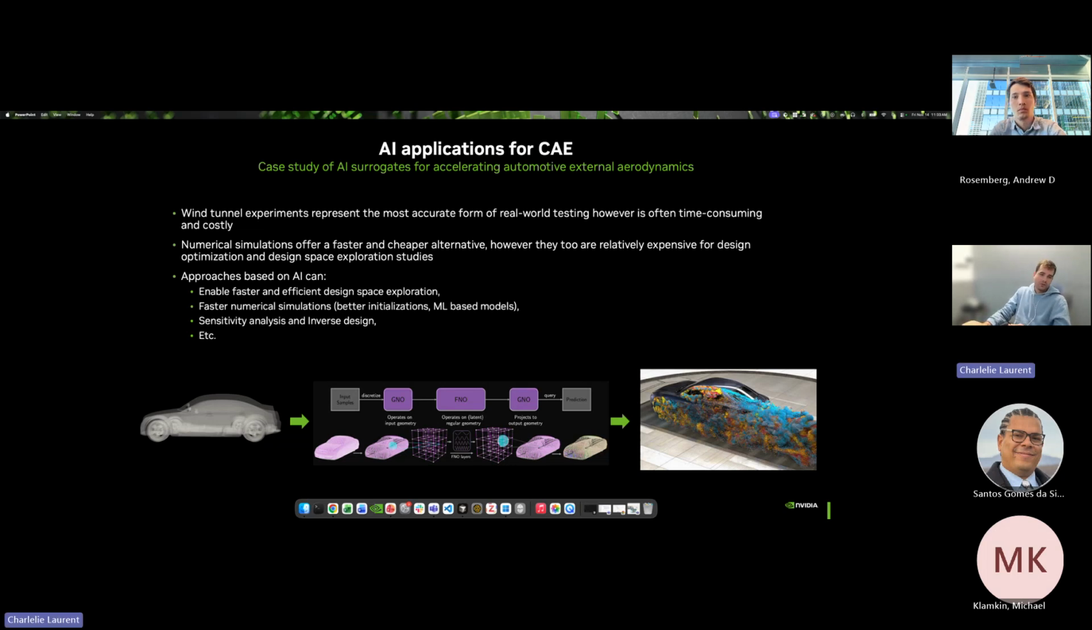And yeah, the goals are what I explained before: to explore a larger design space, to perform sensitivity analysis and inverse design, so kind of shape optimization, those types of things.